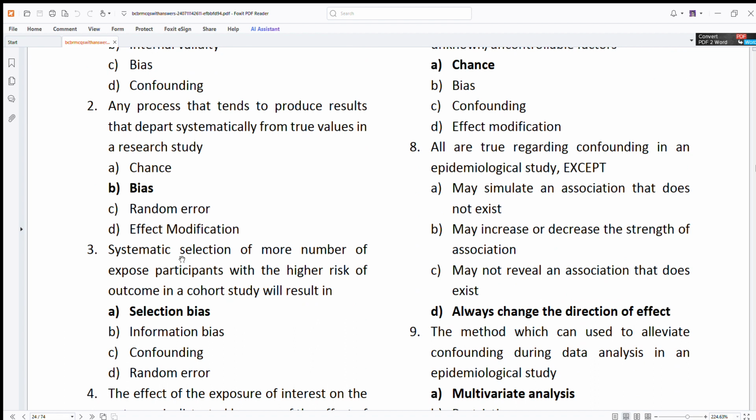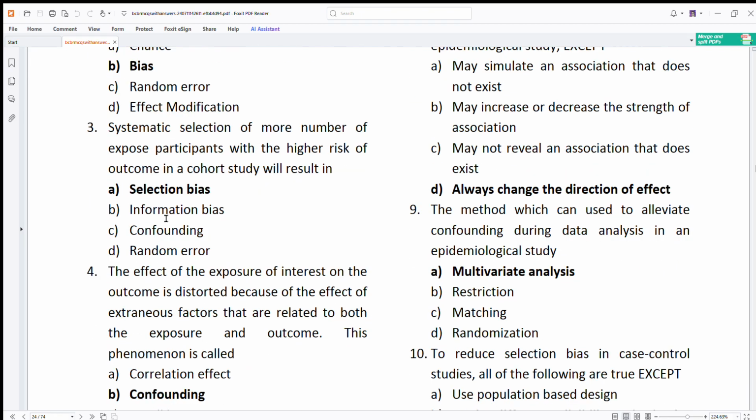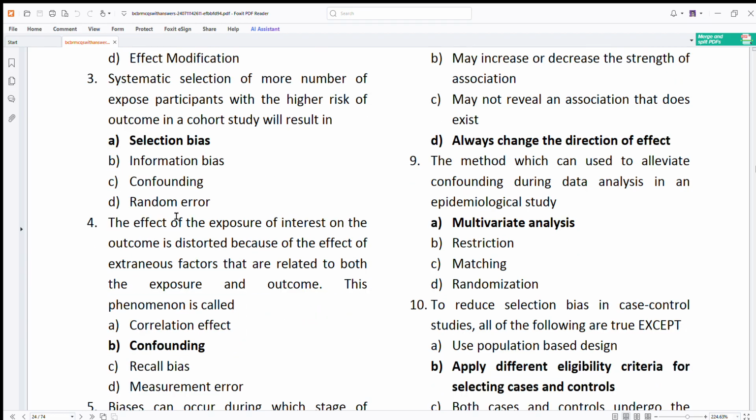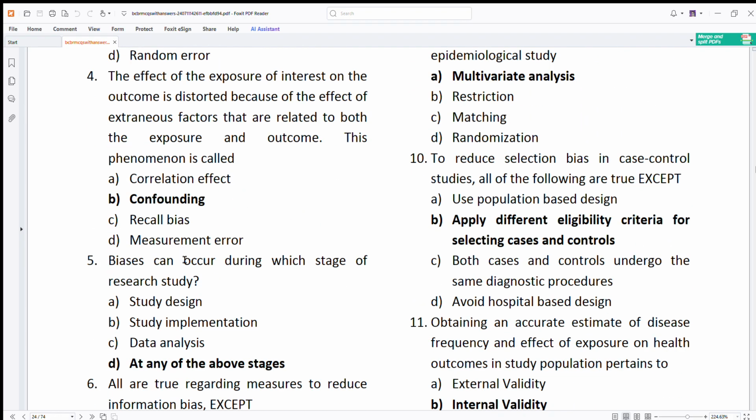Systematic error, it is. Systematic selection of a larger number of exposed participants with a higher risk of outcome in a cohort: selection bias, yes. More number of exposed, yeah. You are selecting only those which will give you a good outcome, so that is a selection bias. The effect of the exposure on the outcome is distorted because of extra factors that are related to both exposure and outcome. Yeah, confounding, correct.